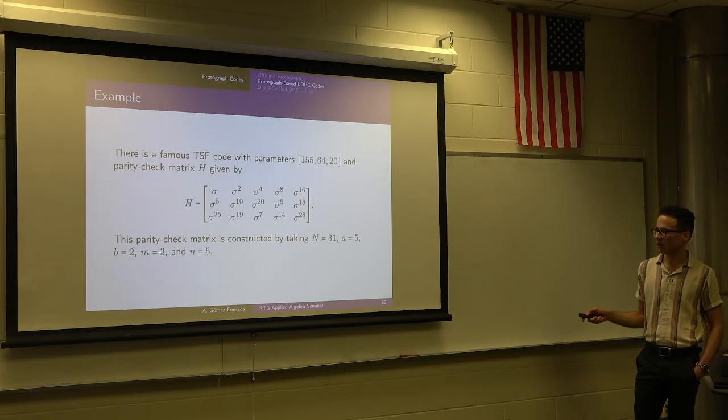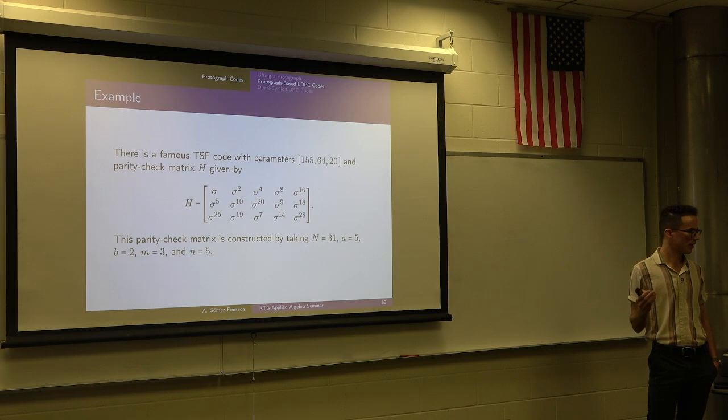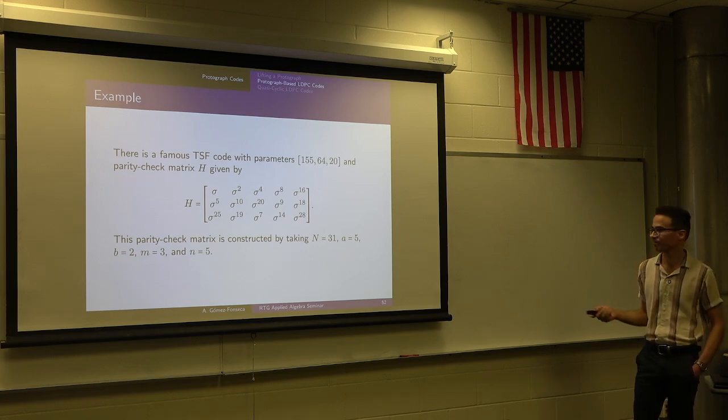M is the multiplicative order of 5 in here, and n minus 1 equals 30. And this n is the multiplicative order of 2 in 30.